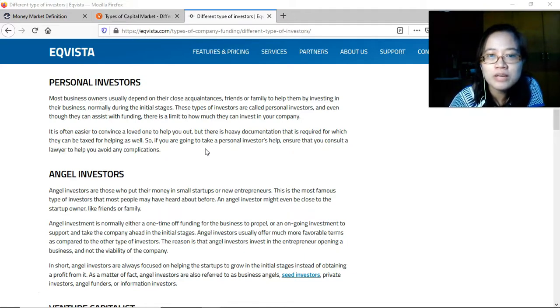So if you are going to take a personal investor's help, ensure that you consult a lawyer to help you avoid any complications. So just make sure that you communicate well how long you're going to hold on to the money, how long it might take before you can return the money to them, and how long before they might start earning money on their investments as well. And if there are problems or complications, you should have a clear understanding of how you're going to repay it in case the business or your idea fails. Okay.